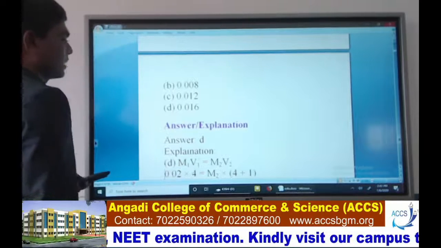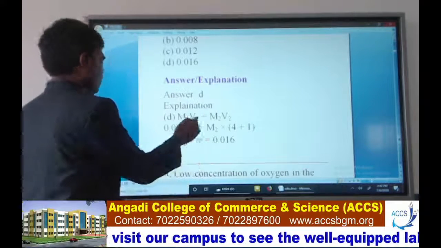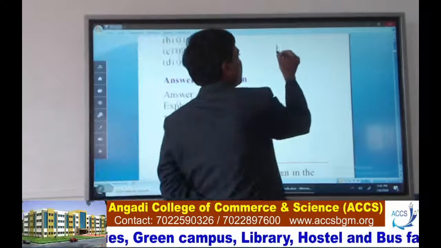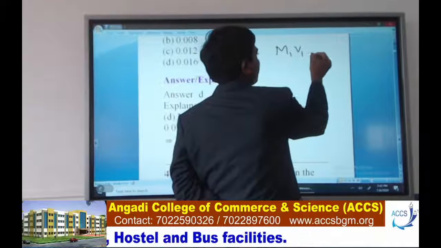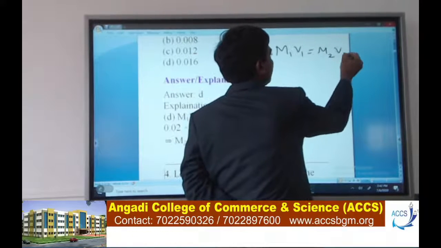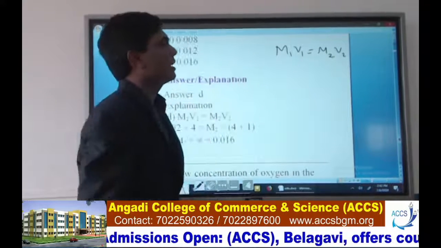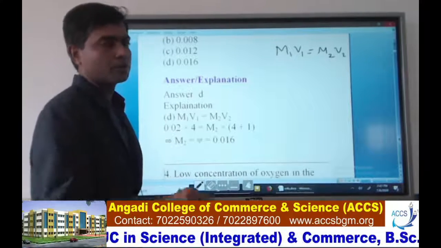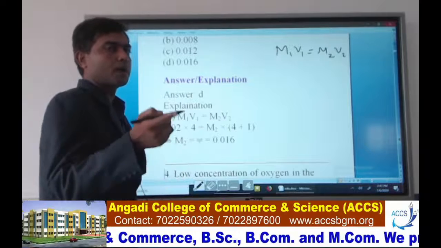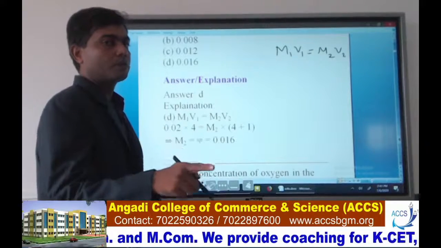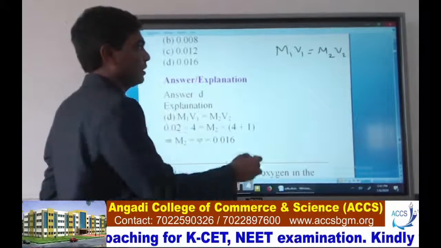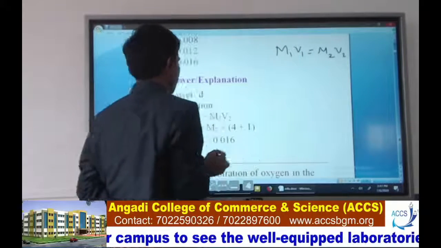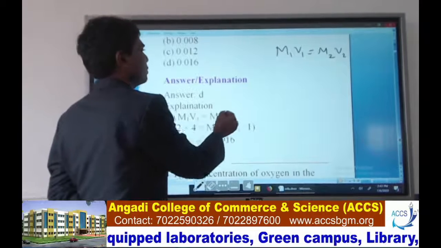The answer given for this one is D. We know that in practicals in labs we are doing the formula which is called as m1V1 is equal to m2V2, where m1 is called as molality of first solution, V1 is called as volume of first solution, m2 is called as molality of second solution, V2 is called as volume of second solution. And in this, what are the data given? You have to substitute in that. Okay, m1V1 is equal to m2V2.